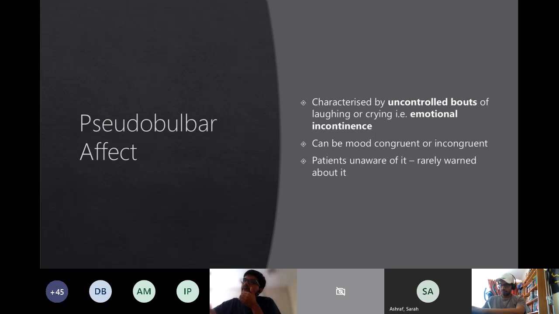Does anyone know the difference between mood congruent versus mood incongruent? It's more a psychiatry thing next year, but someone might be interested. So mood congruent is where, for example, someone does actually say something really funny and they continue laughing for 30 minutes. Mood incongruent would be someone says something really funny, but they just end up crying. Like it doesn't match the stimulus.